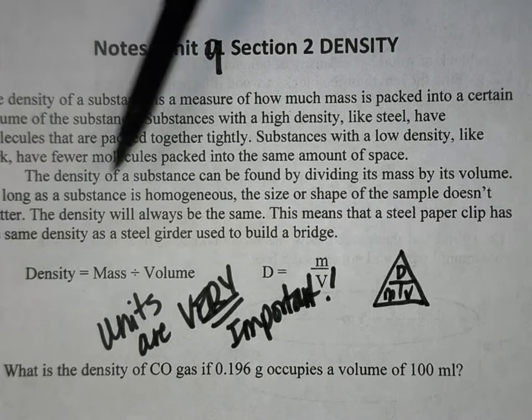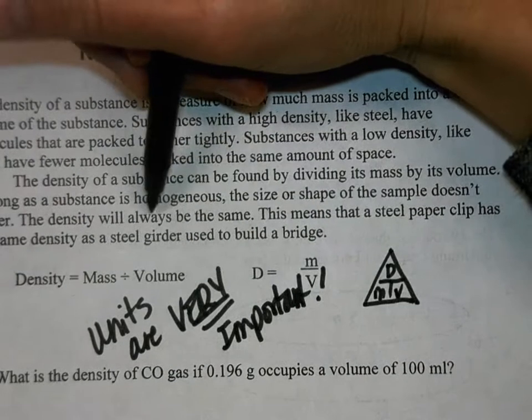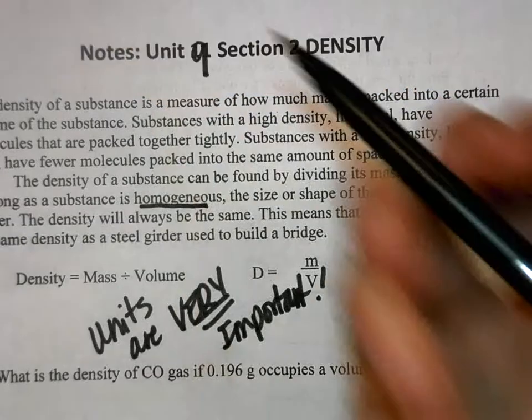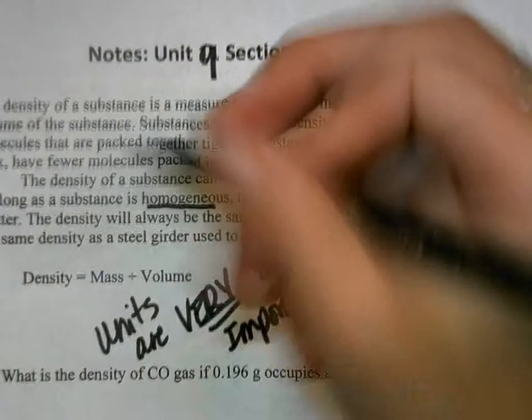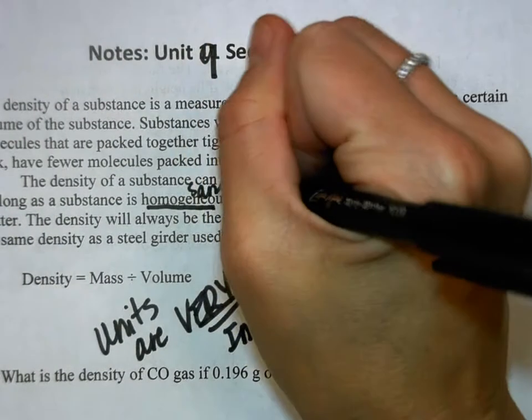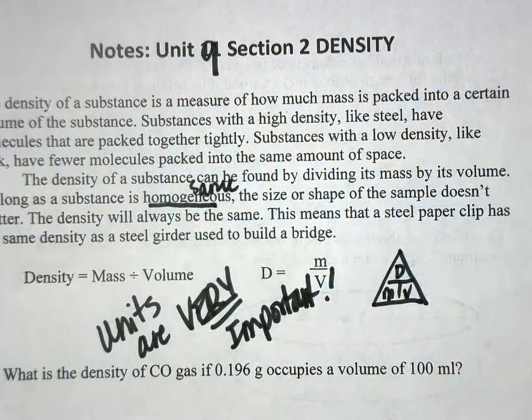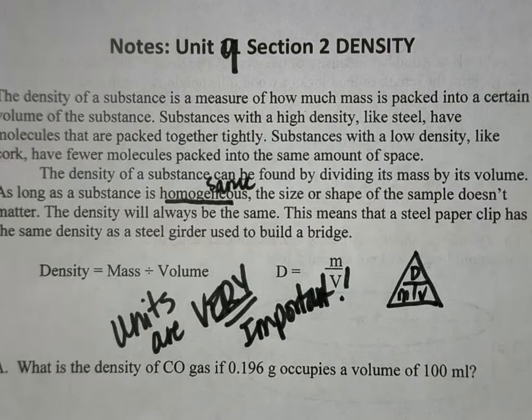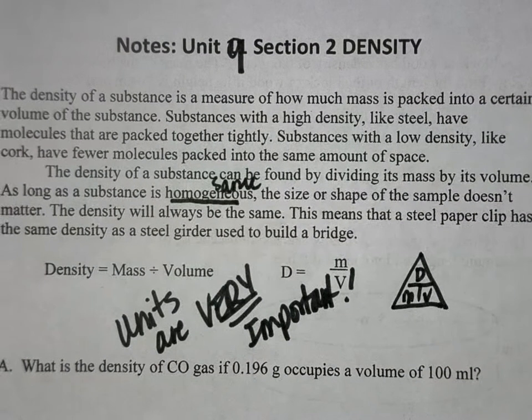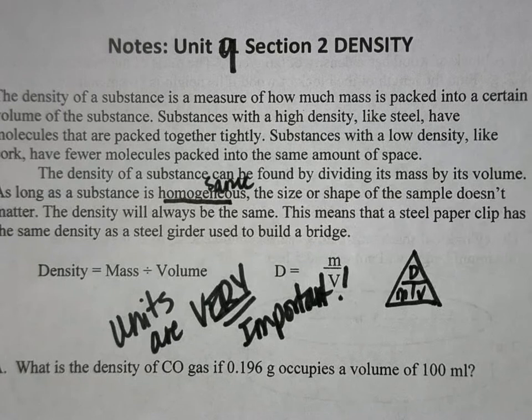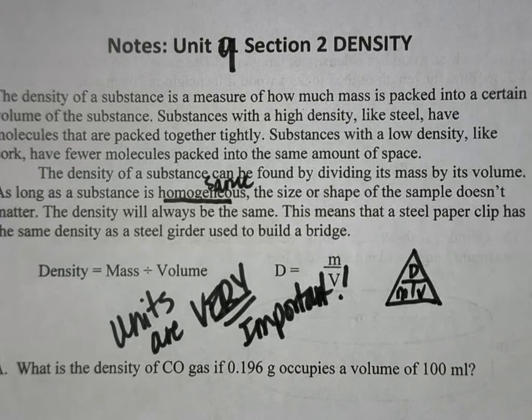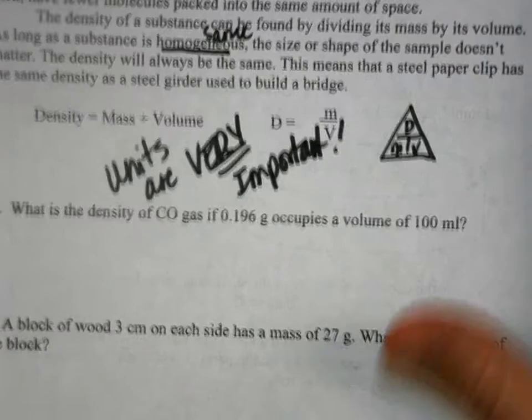As long as a substance is homogeneous, and homogeneous means the same, the size or shape of the sample doesn't matter. The density will always be the same. This means that a steel paper clip has the same density as a steel girder used to build a bridge. Okay, so we're going to go ahead and skip down here to our problems.